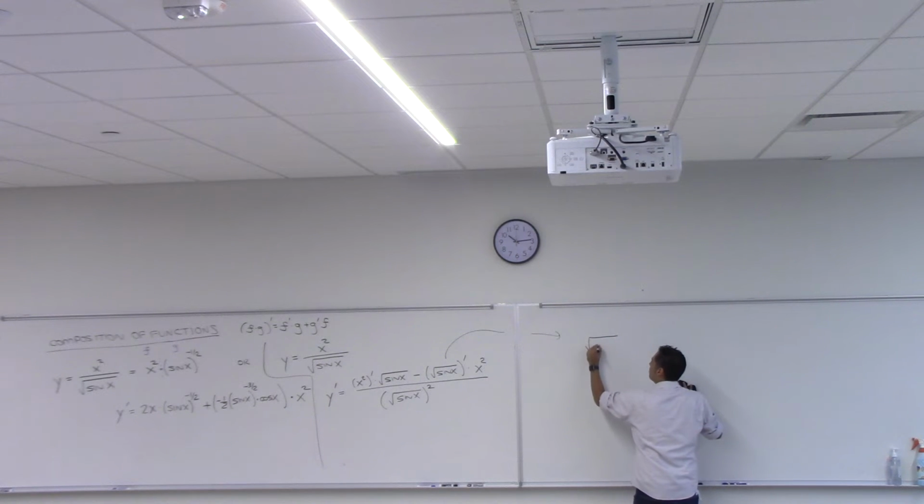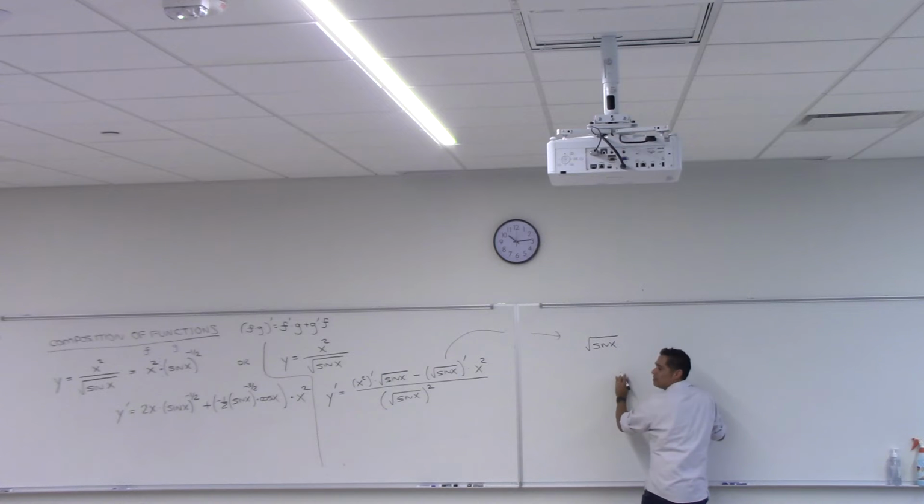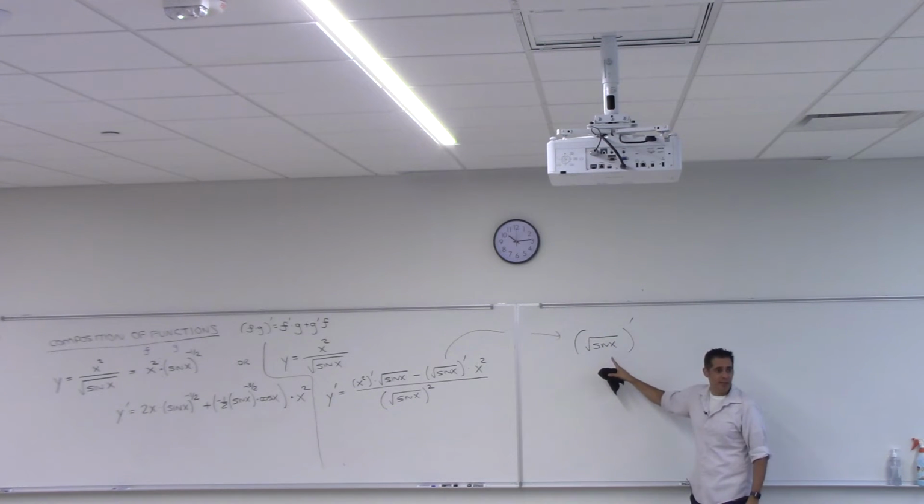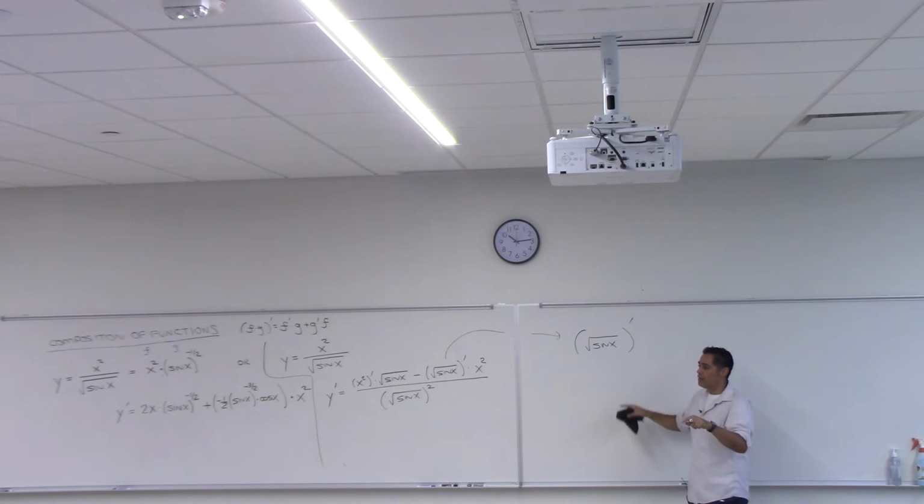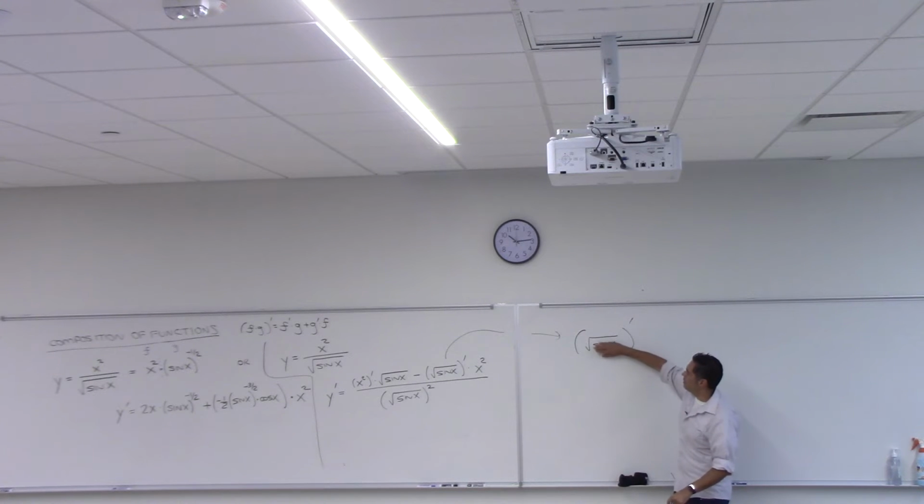Okay, so I have square root of sine x, right? And I want to take the derivative of this. This is a composition, right? This is chain rule. You have an outer function. What's your outer function? The root. Inner function is sine. Cover up the inner function. What is the derivative of the square root of my hand?